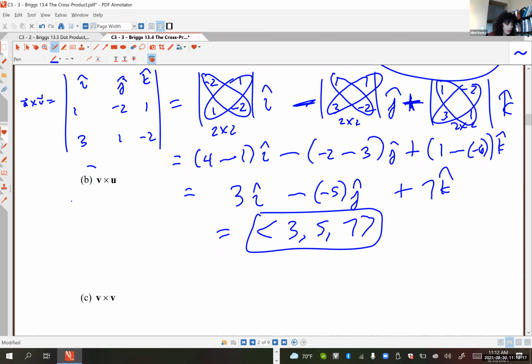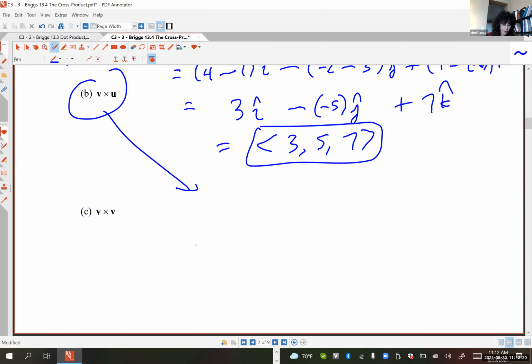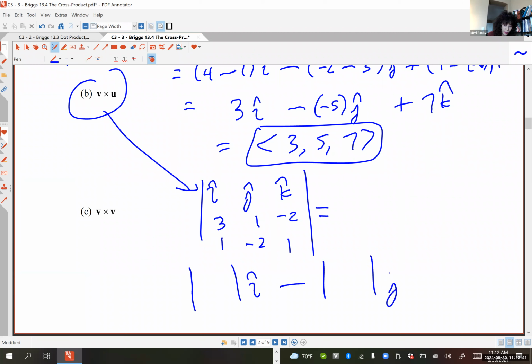So what about V cross U? I'm going to do this quickly here. First row across the top, i j k. Second row, the components of V, 3, 1, -2. Bottom row, components of U, 1, -2, 1. So you're going to get a 2 by 2 i hat minus a 2 by 2 j hat plus a 2 by 2 k hat. And I get the elements 1, -2, -2, 1. 3, -2, 1, 1 for the second 2 by 2, and 3, 1, 1, -2 for the last 2 by 2.